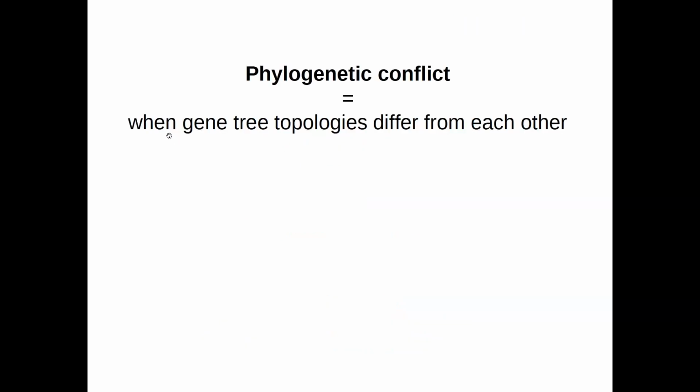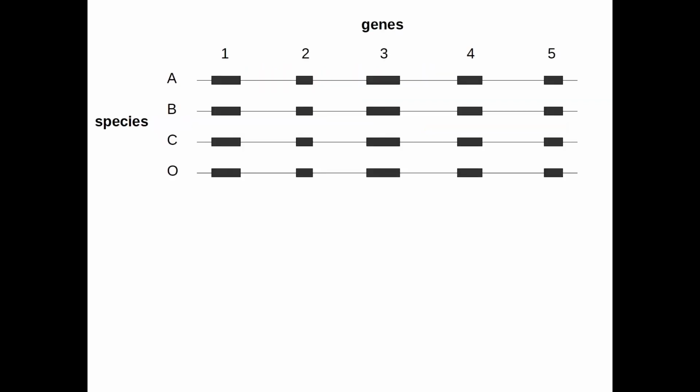So this talk is about phylogenetic conflict, and I should probably first define what it is. I'm using a very empirical definition. What I'm calling a conflict is the situation where gene trees differ in topology from each other. If we suppose we've sampled a set of genes in a set of species, and for each gene we've built a tree, as we see in the next slide.